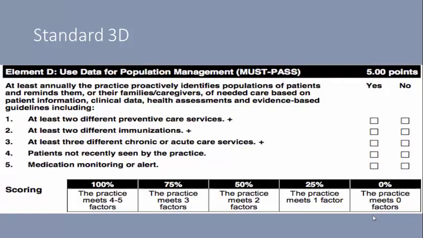Well, let's talk about what NCQA is asking you to do in element D. What they want you to do is they want you to use all that data that you've been collecting on your patients to determine those patients of yours that have missed important appointments or missed important screenings or chronic care services, and then proactively reach out to those patients and ask them to come on in for a visit so that they can get the services that they need.